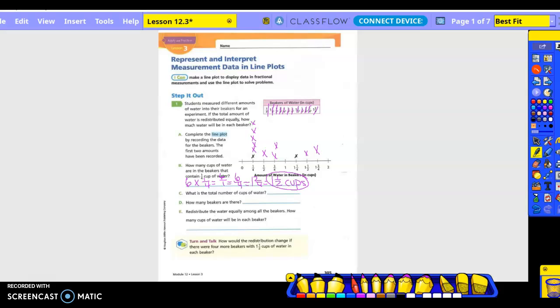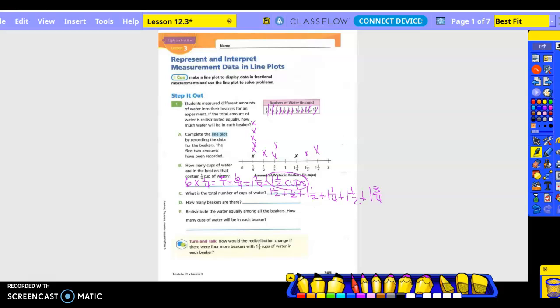What is the total number of cups of water? So they want to know for the whole entire chart. Okay, so for that 1/4, it would be what? 1 1/2 plus 1/2 plus what's 3/4 plus 3/4? 6/4, which we said 6/4 is what? 1 1/2 plus 1 1/4 plus 1 1/2 plus 1 3/4.